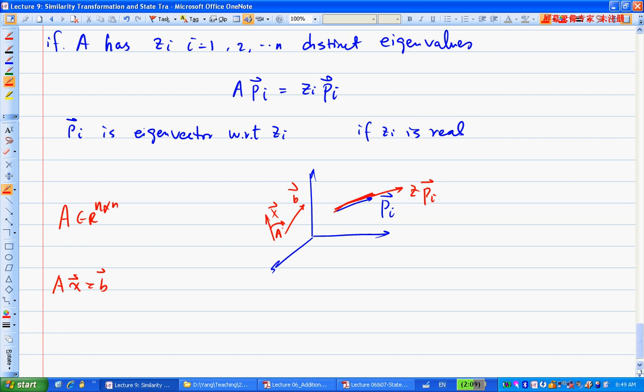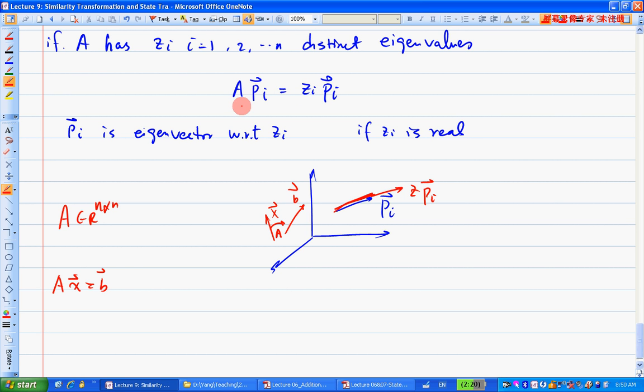But now the special thing is, when you apply the mapping A, or transform, to the vector p_i, it doesn't transform it to anywhere else. It's actually not going to change its direction. It only changes its scale. So that's the eigenvector and eigenvalue relationship.